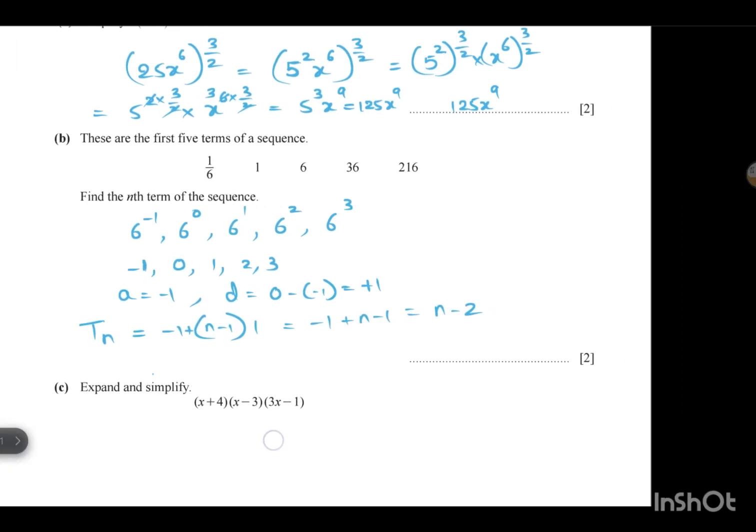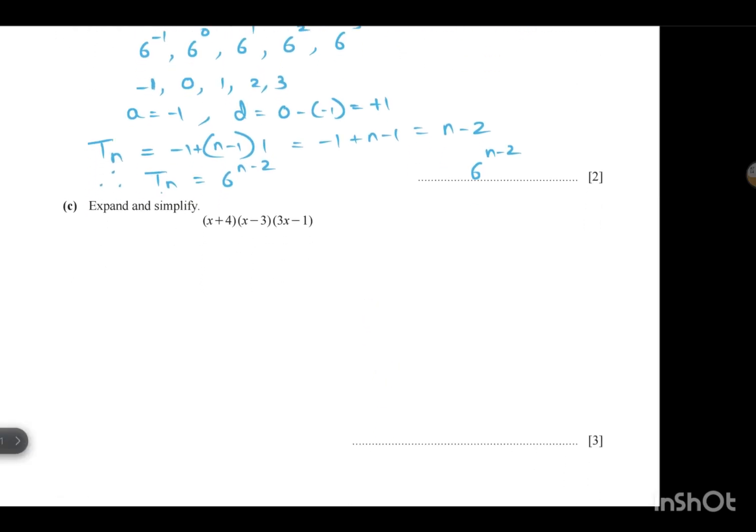So therefore, what will be the nth term of this sequence? Nth term will be 6 raised to n minus 2. So this is 6 raised to n minus 2. Question B over. Question C now.